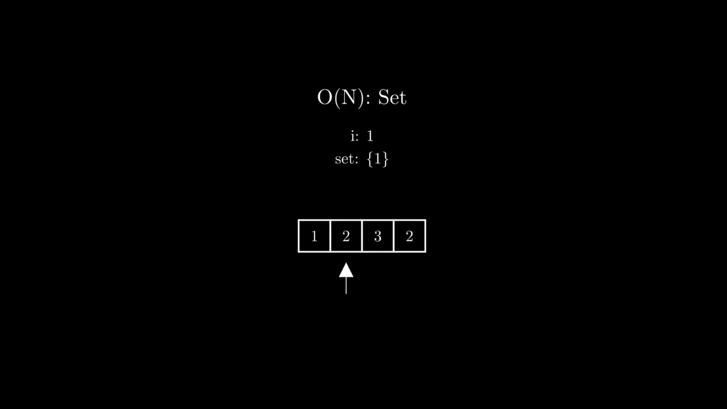And then at index 1, we first see that 2 is not in the set, and so we add 2 into our set, and then we continue. And then at index 2, we see that 3 is not in the set, so we'll add it into the set and continue iterating. And then finally, at index 3, we see that there is a duplicate, so we'll return true. Now, of course, if there is no duplicate and the array is completely unique, we would just end our loop and then return false.